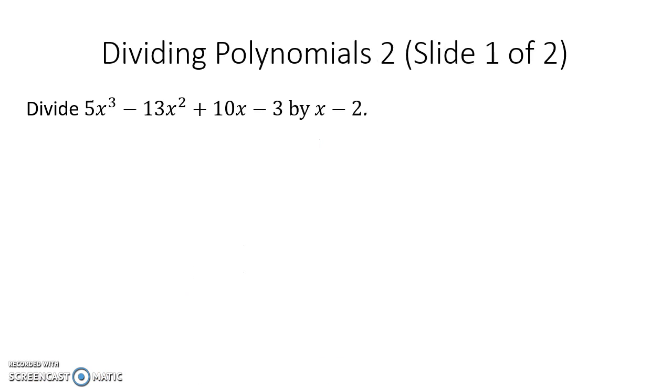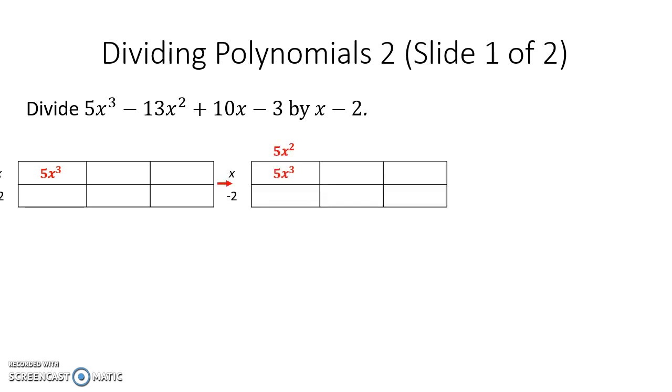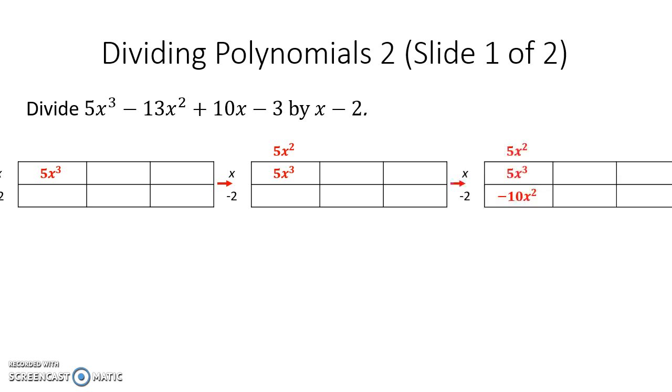So let's divide this cubic by this linear. So first of all, I know it's got to be a quadratic when I divide them, because a linear times a quadratic will produce a cubic. So I should have a 2 by 3 box. And so I have 3 columns to represent all of my terms in my quadratic. And I'll start off with 5x cubed. So x times what gives us 5x cubed? 5x squared. So now we can just multiply down the column and get our negative 10x squared.